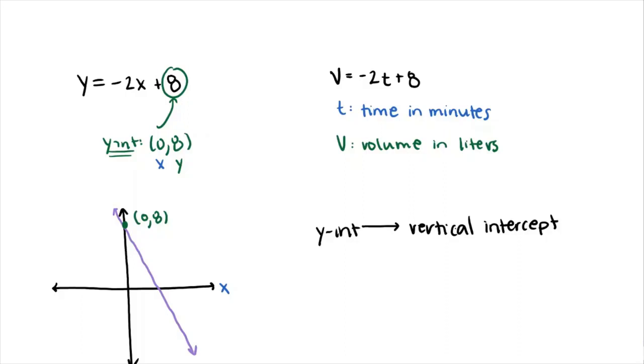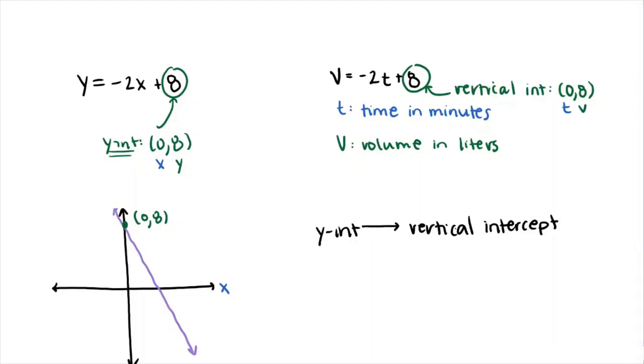And so the vertical axis, the line corresponding to v is equal to negative 2t plus 8 crosses the vertical axis at the point (0, 8). Right, and in this case, this is telling us that when t is equal to 0, v is equal to 8.